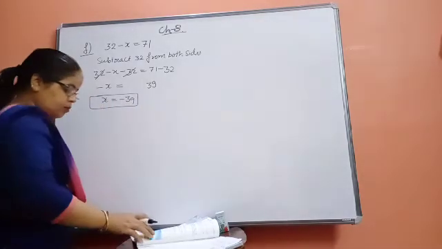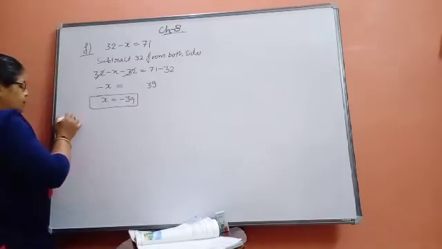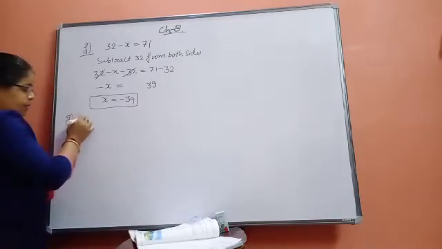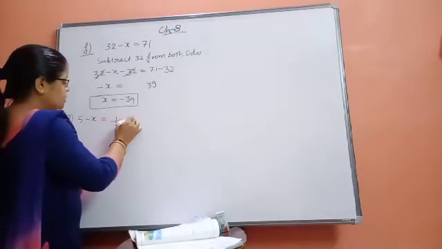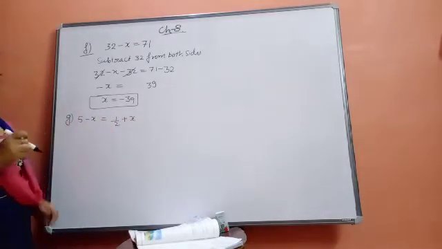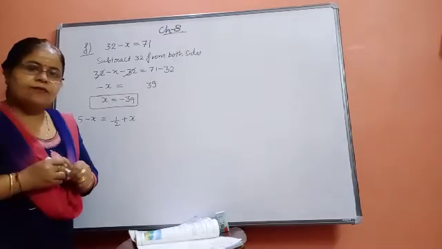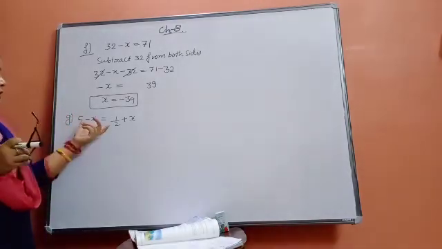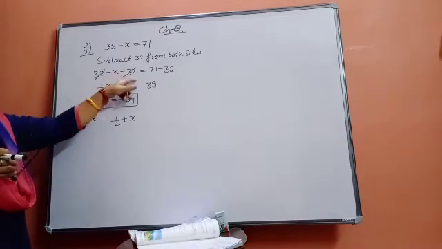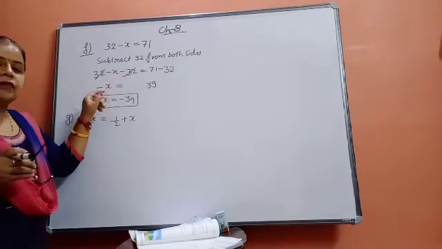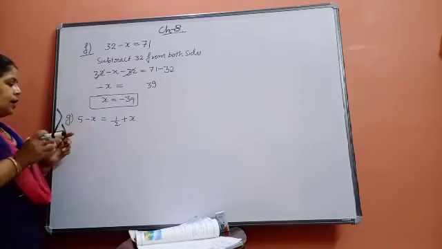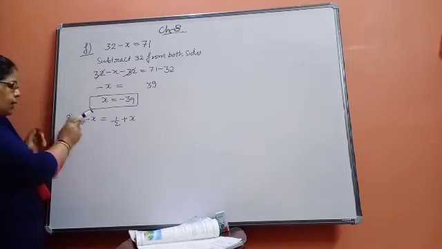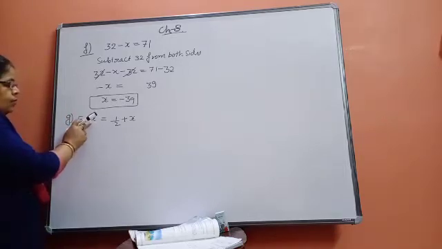See one more part, the G part of the question: 5 minus x is equal to 1 upon 2 plus x. Only on one side do we need the variable, because if the variable remains on both sides, then how can we get the value of the variable? So from one side we will remove the variable. First of all, I am removing the variable from this side. I don't want the variable here.